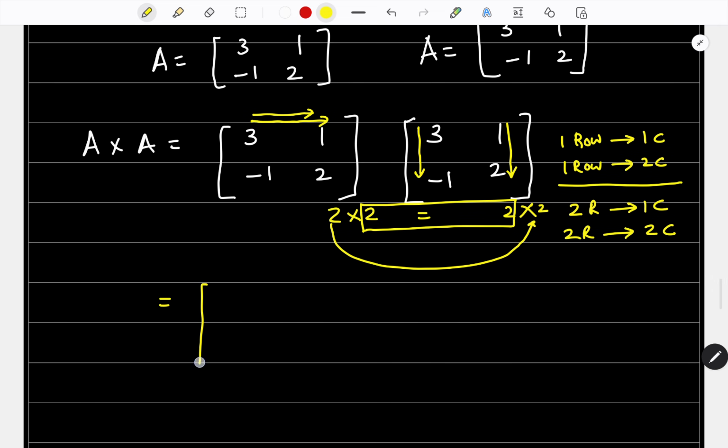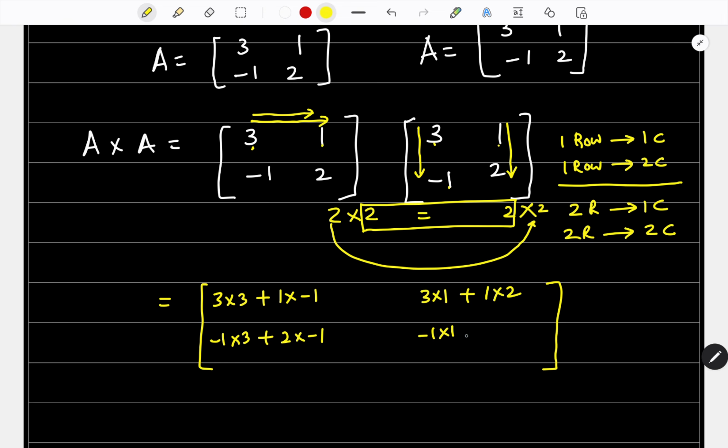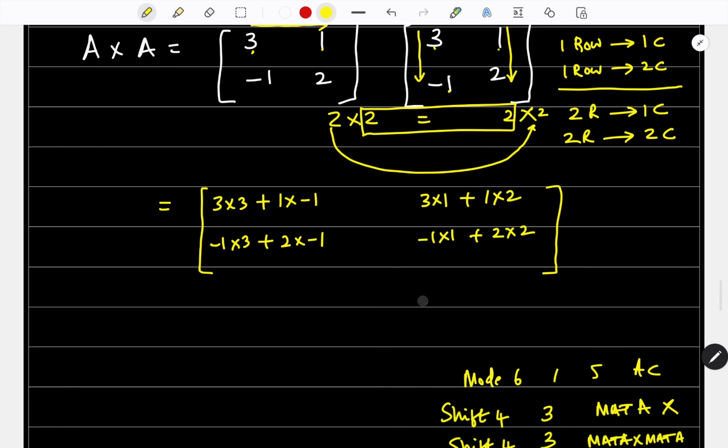So now I will open the matrix. First row, first column: 3 multiply by 3 plus 1 multiply by minus 1. So this element with this element, this element with this element. Then first row, second column: 3 multiply by 1 plus 1 multiply by 2. Second row, first column: minus 1 multiply by 3 plus 2 multiply by minus 1. Second row, second column: minus 1 multiply by 1 plus 2 multiply by 2. First element with first element, second element with second element. Keep in your mind.